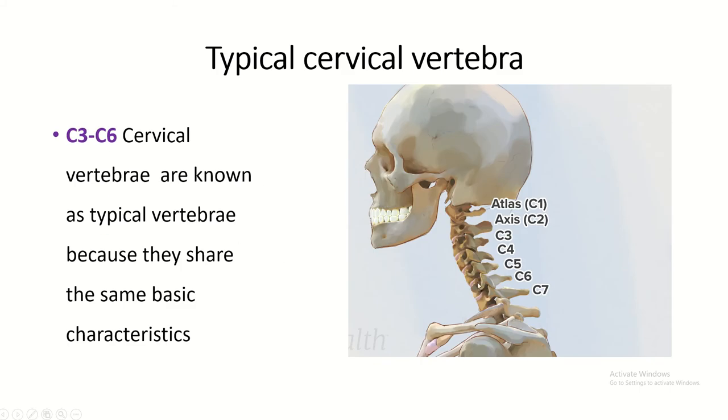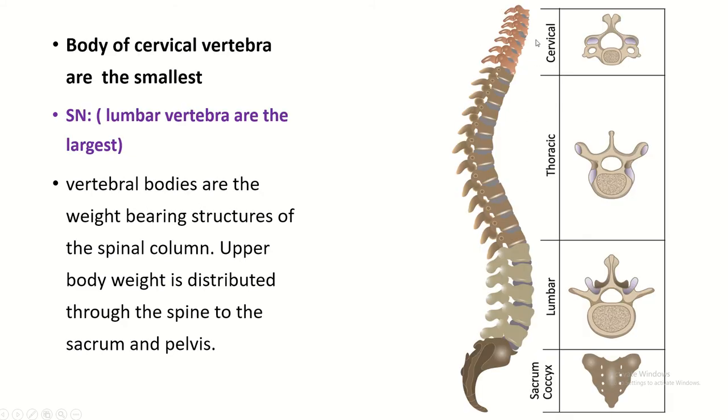Cervical 3 to cervical 6 are the typical cervical vertebrae because they share the same basic characteristics. This is the vertebral column, and the smallest vertebral bodies are present at the cervical region and the largest ones are the lumbar vertebrae. The function of the vertebral body is weight bearing, and it spreads the weight from the vertebral column to the sacrum and pelvis.